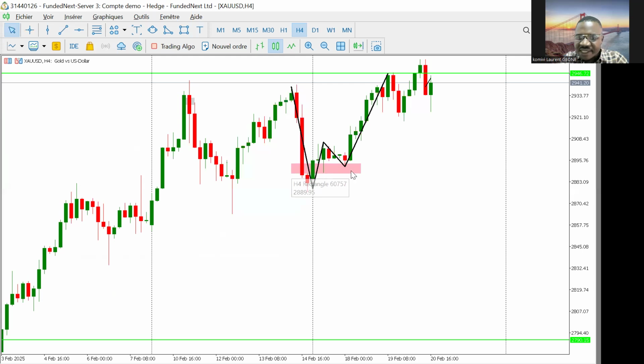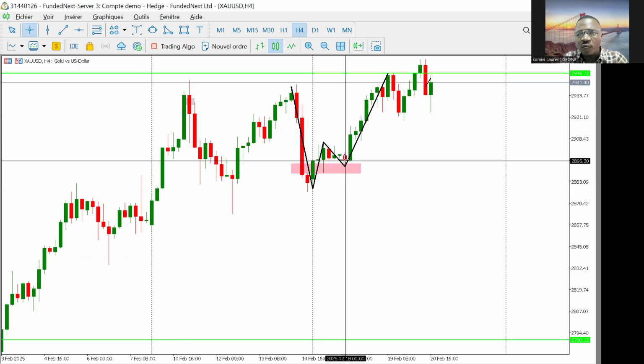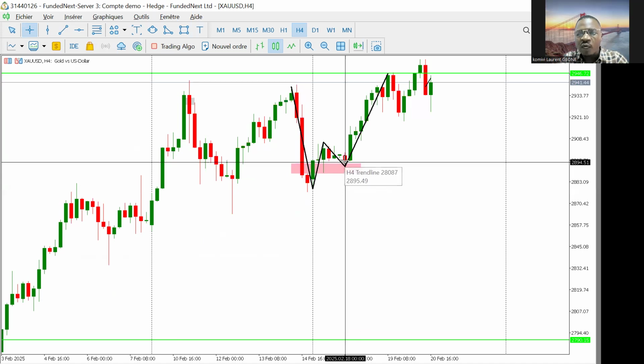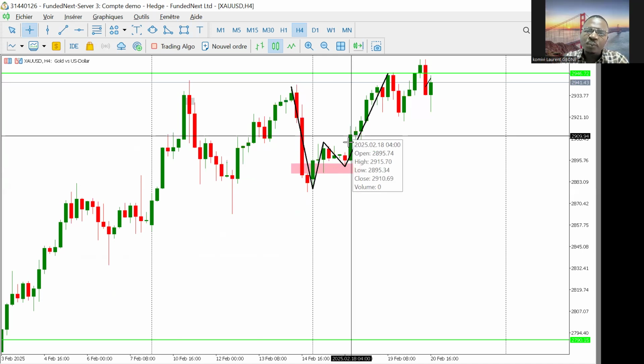Okay. So this is the gap. I just want to wait for the price to get into the gap, and look for an entry confirmation. So I'd rather wait for the closing of this 4 hour red candle, and after that I can get into the market.